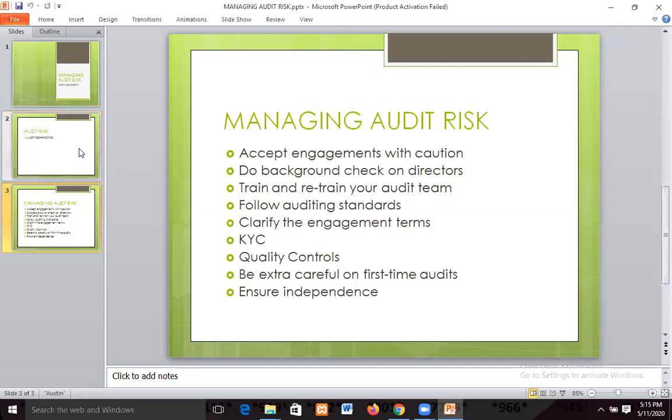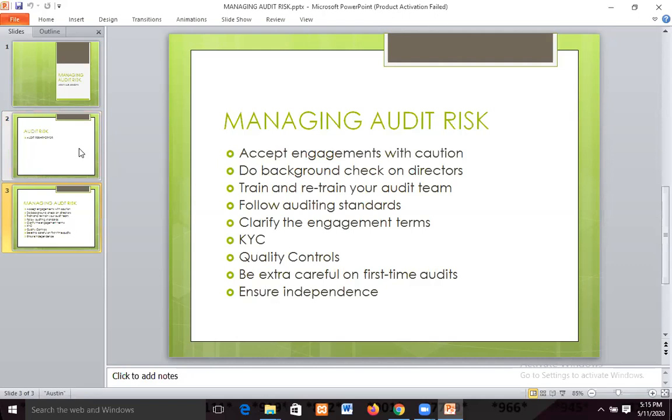So how can an audit firm or internal audit department manage audit risk? Number one, accept engagements with caution. This applies especially to the external auditors. It's not every opportunity that you should just grab, because there are some audit assignments that are going to rubbish you at the end of the day.